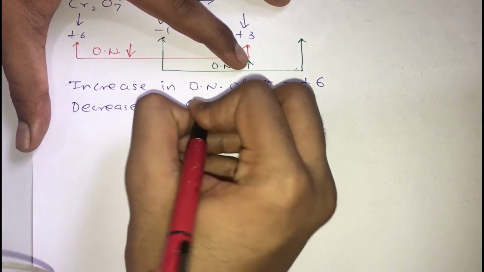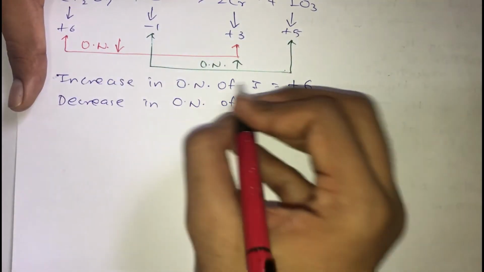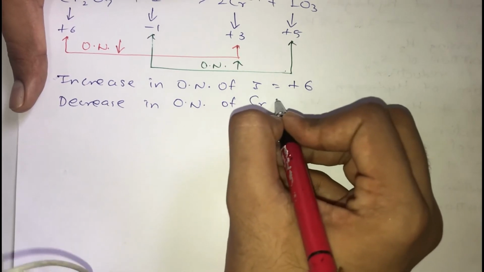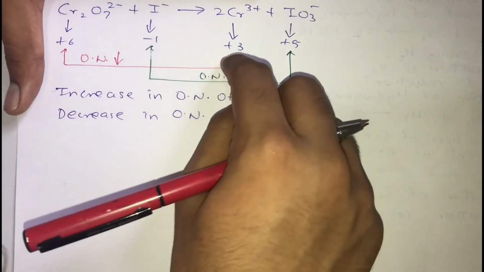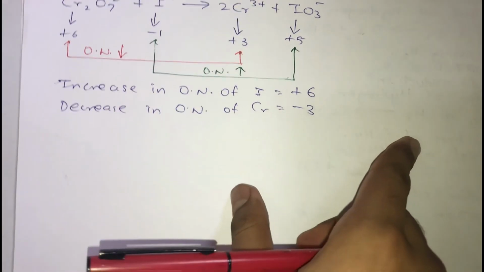So decrease in oxidation number of whom? Of chromium atom, single chromium atom, is from +6 to +3. So it has decreased by -3. Am I right?